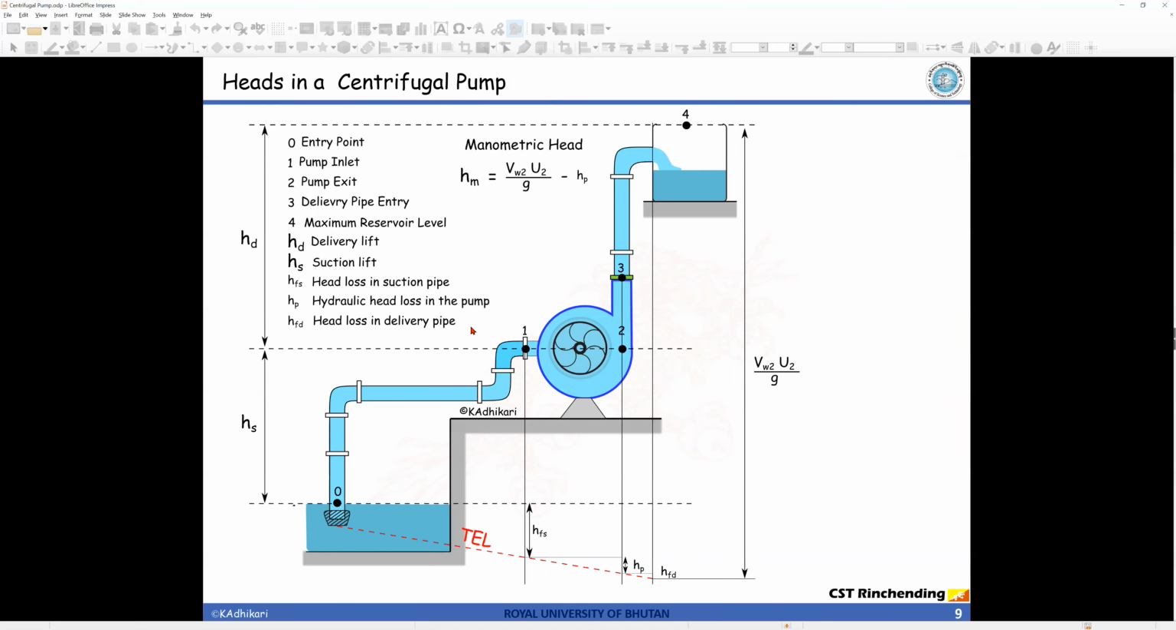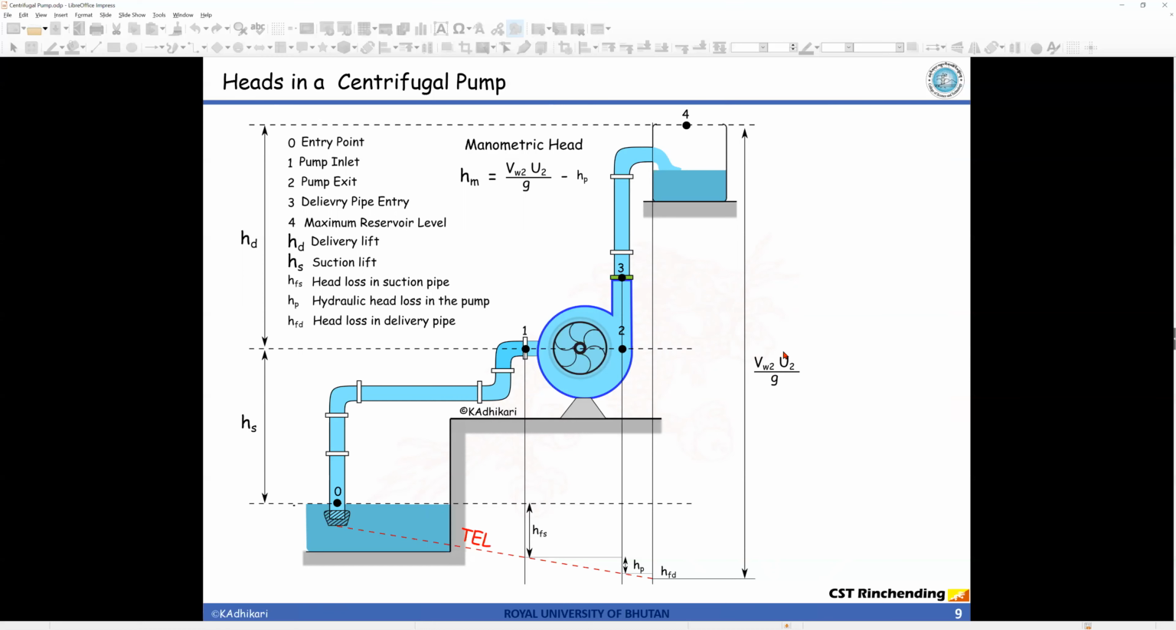Please try to draw this diagram yourself and practice, because it is important. Now and then I will be referring to this diagram. I will be saying go back to slide 9. You should know where point 0 is, where points 1, 2, 3 and 4 are, and you should also know what the manometric head is. You should also know what the value Vw2U2 over g means: this is the work done per unit weight of water.